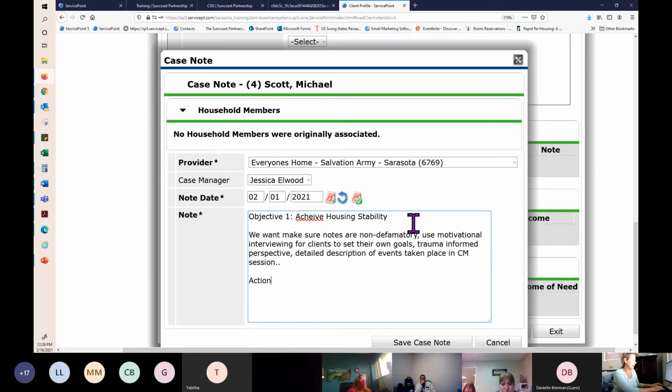You can also add action steps. Client will apply for 3 jobs. Apply at Publix.